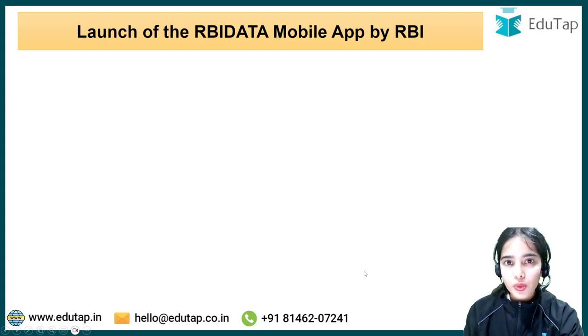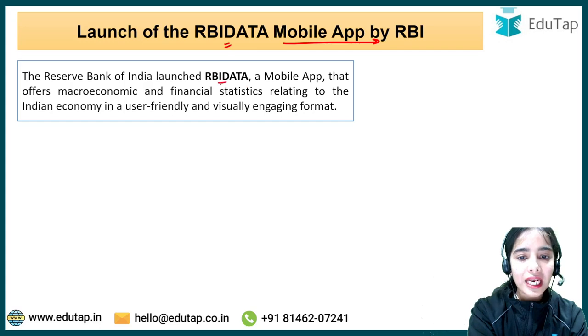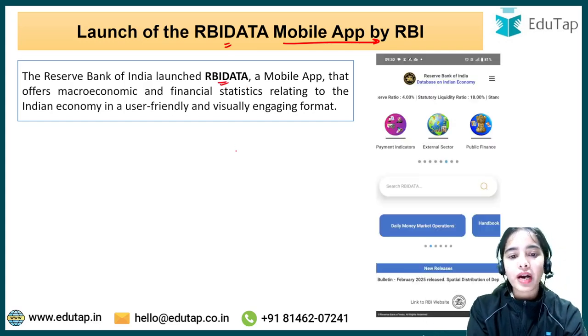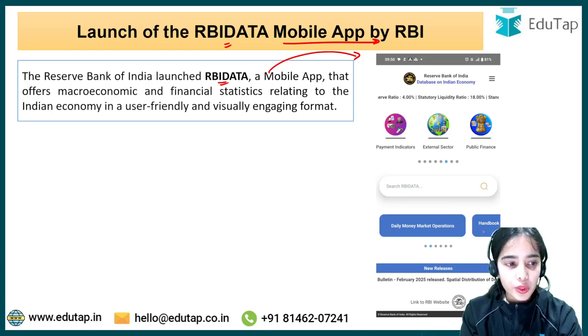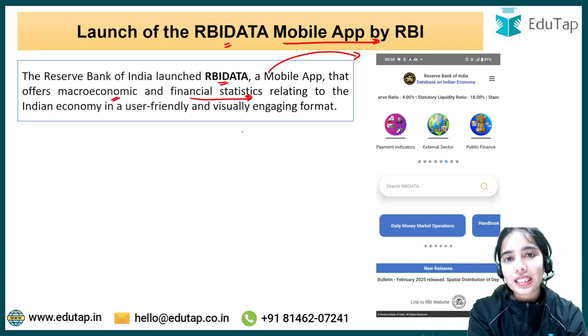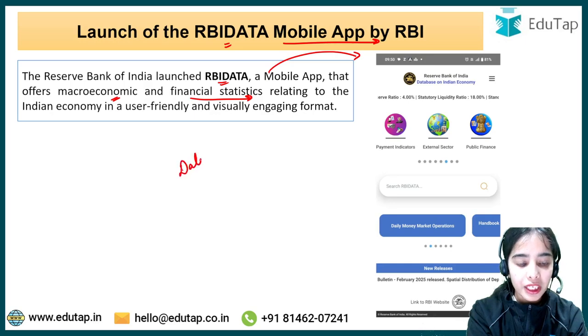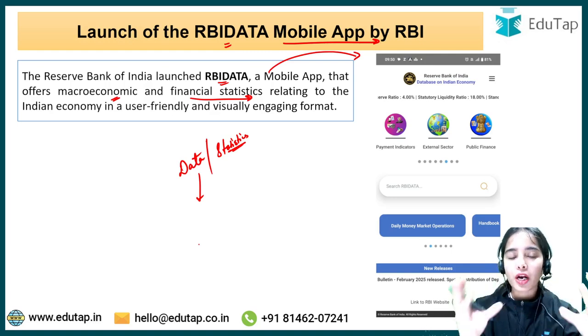So starting with the first news article, the first press release of RBI, the RBI has launched the RBI Data mobile application. Okay, so this mobile application has been recently launched by the Reserve Bank of India, and you can download the application on your mobile phones, even if you have Android, even if you have iOS. Now this mobile application offers the macroeconomic and the financial statistics. So the RBI Data mobile application is providing you the statistics information regarding the macroeconomic variables, regarding the macroeconomic factors.